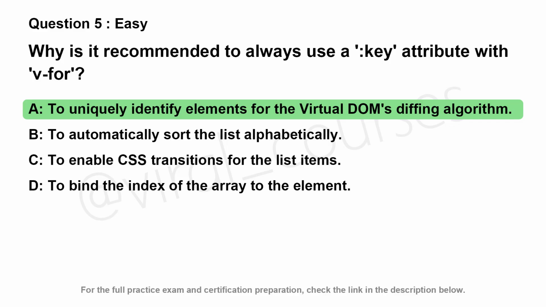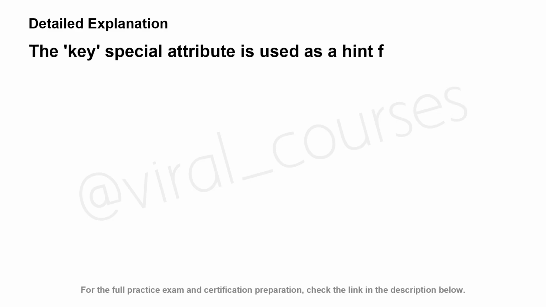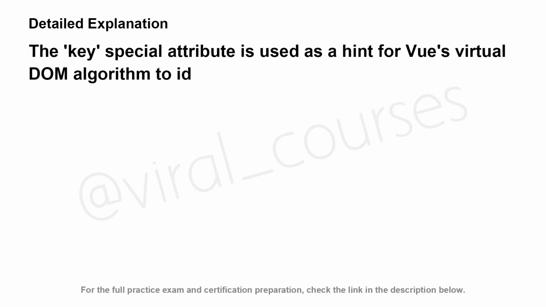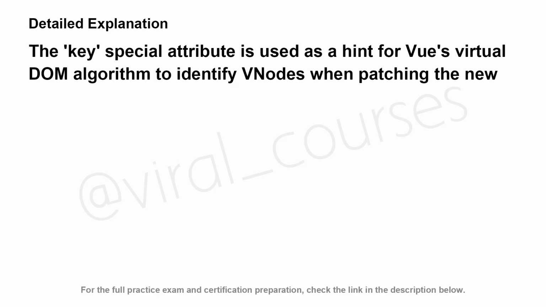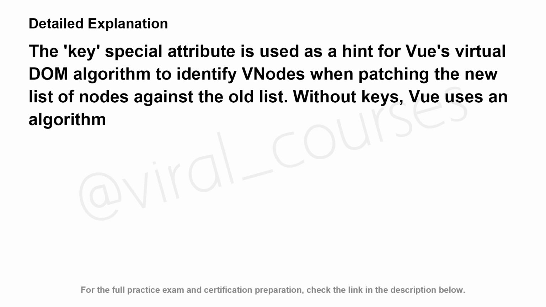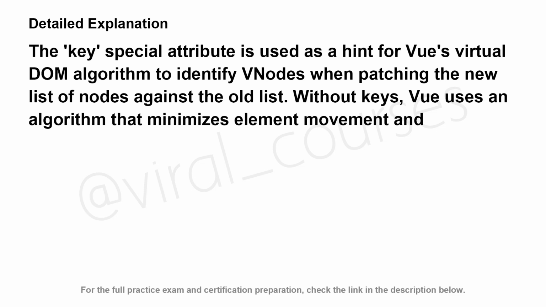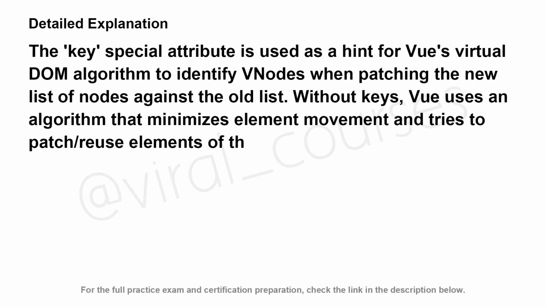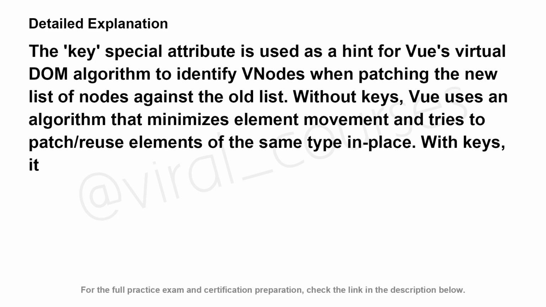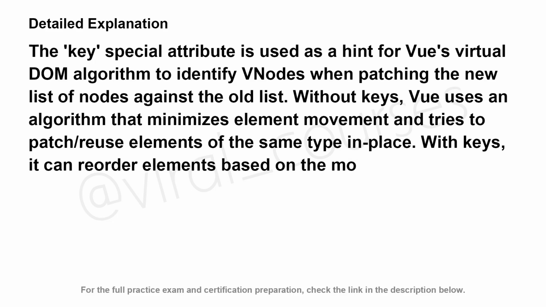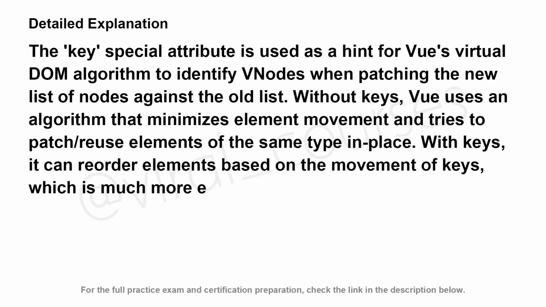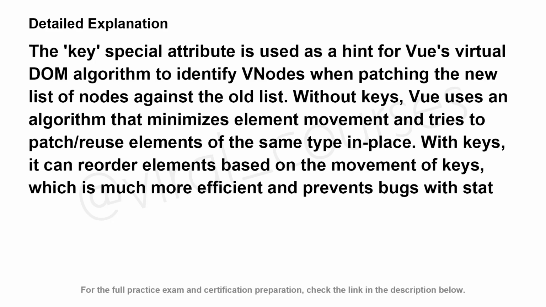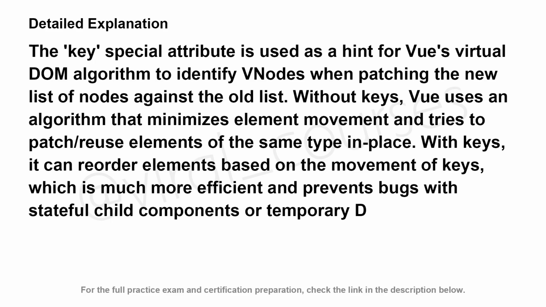The correct answer is A. The key special attribute is used as a hint for Vue's virtual DOM algorithm to identify vnodes. When patching the new list of nodes against the old list without keys, Vue uses an algorithm that minimizes element movement and tries to patch and reuse elements of the same type in place. With keys, it can reorder elements based on the movement of keys, which is much more efficient and prevents bugs with stateful child components or temporary DOM state, like input focus.